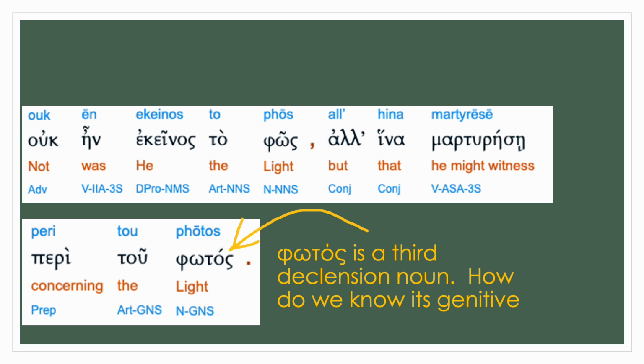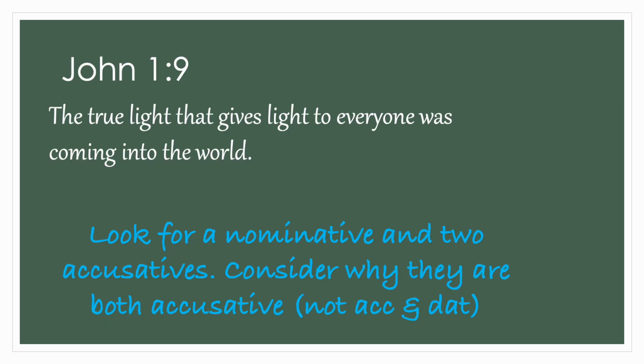And that also, therefore, is genitive, neuter, and singular. So next, we've got John 1:9. The true light that gives light to everyone was coming into the world. Have a look for a nominative and 2 accusatives here and consider why those 2 accusatives are both accusative, not accusative and dative.